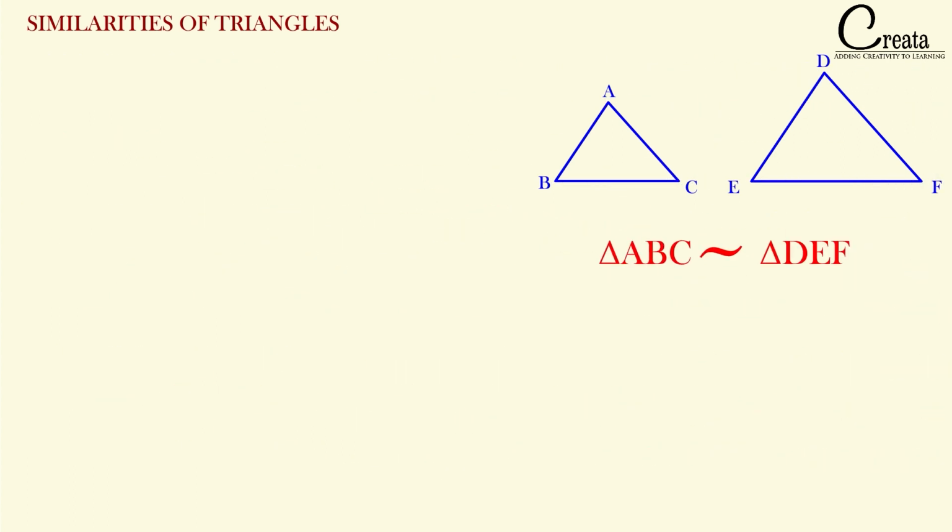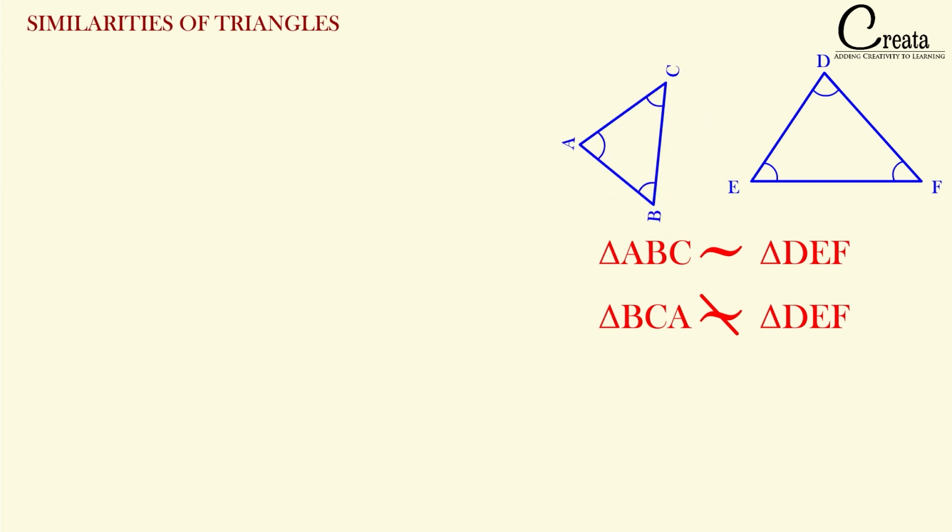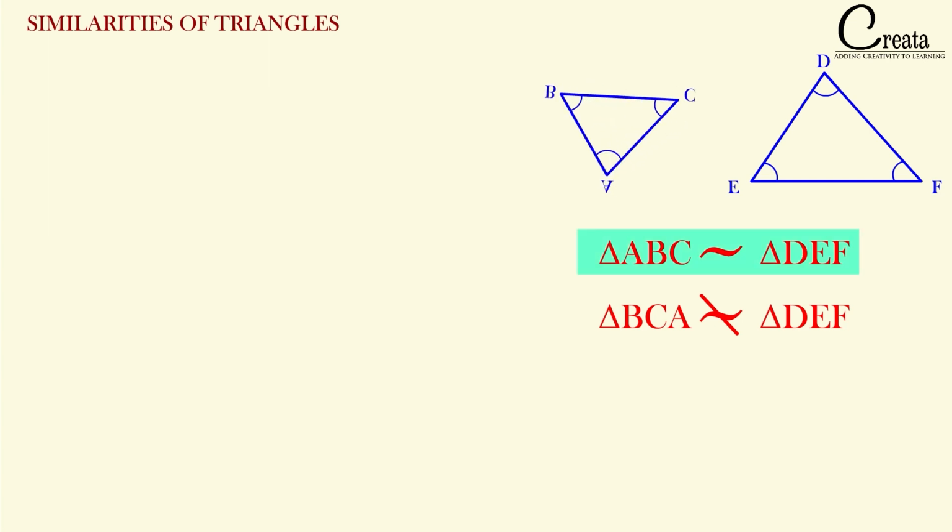One more important thing, the sequence of the vertices of the triangle also matters. If we write triangle ABC is similar to triangle DEF, here A and D are matching with each other, B and E are matching, and C and F are matching. Means these are the corresponding angles. We cannot write ABC as BCA. It will be wrong. The set of corresponding angles should match with each other. We can rotate the triangle, we can flip the triangle, but this sequence should match. So the sequence really matters in the similarity of triangles.